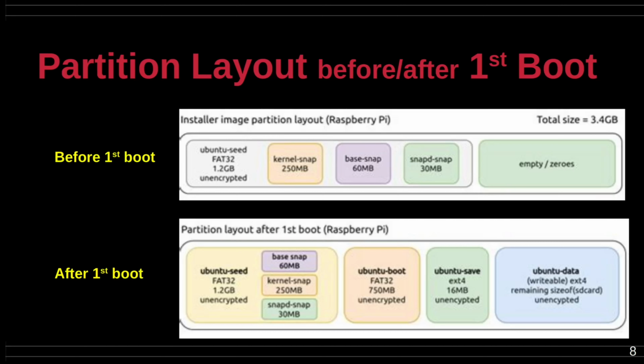During the first boot, with internet connectivity to Ubuntu using the registered Ubuntu One account, the layout is augmented with additional files: Ubuntu boot, Ubuntu save, and Ubuntu data. Additional snaps from the Ubuntu repository or user-developed snaps will be retained in the Ubuntu data area.